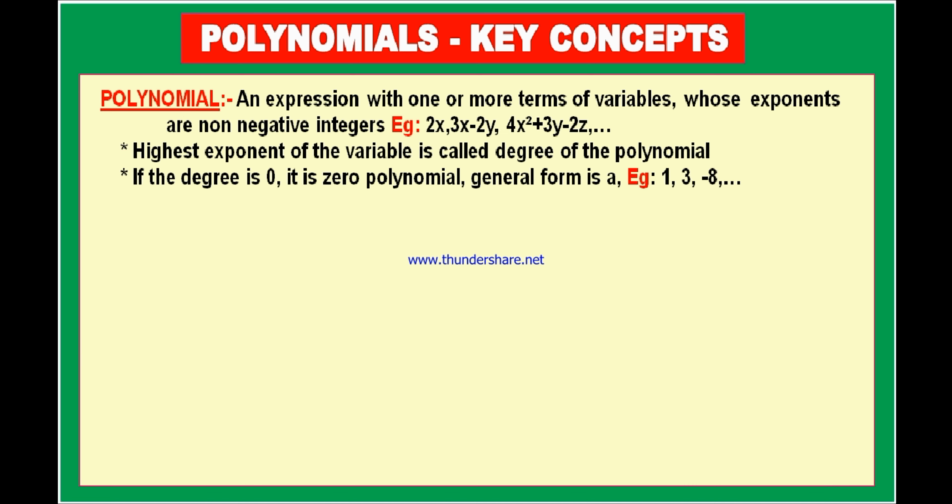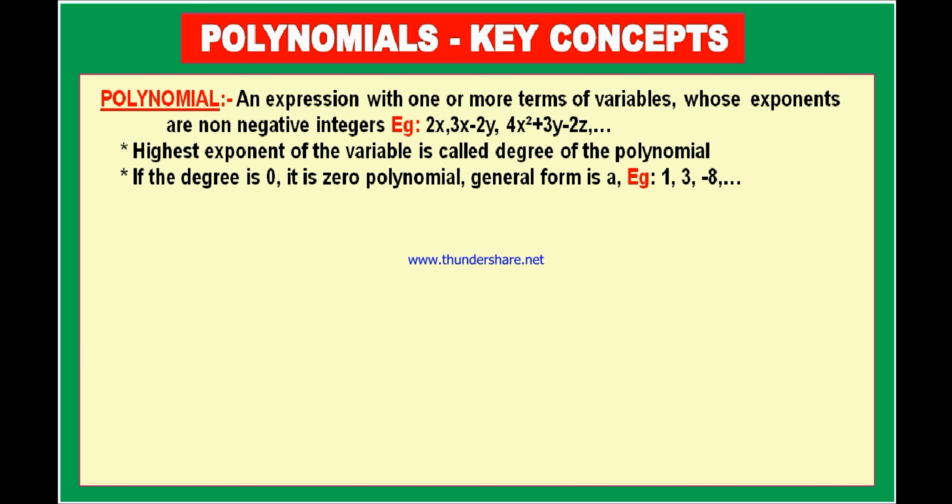You can observe that 1 is nothing but 1 into x power 0. X power 0 is 1. Therefore 1 into 1 is 1 only. 3 means 3 into y power 0. Again the exponent of y is 0. Therefore it is a 0 polynomial. Minus 8 means minus 8 into z power 0. Again it is a 0 polynomial because the exponent is 0.